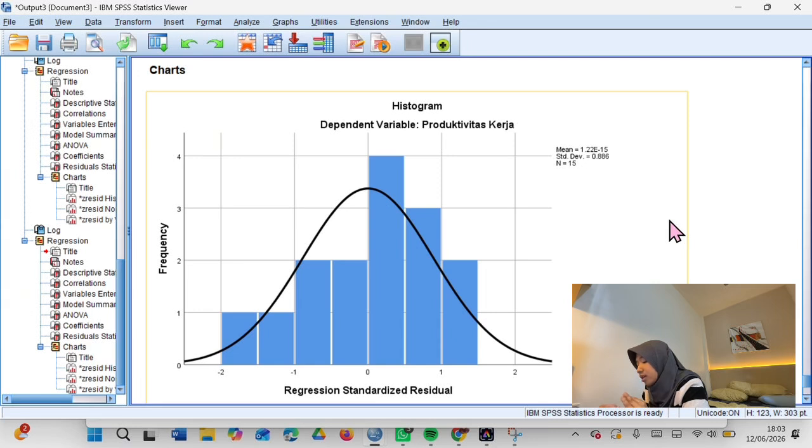appropriate for further analysis. In conclusion, tax motivation and work ability have a significant positive effect on work productivity, while work culture does not show a significant effect. The regression model explains 96,2% of the variation in work productivity and meets the normality assumption, indicating that the model is reliable for analysis.